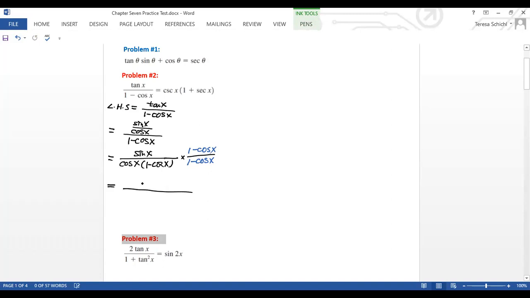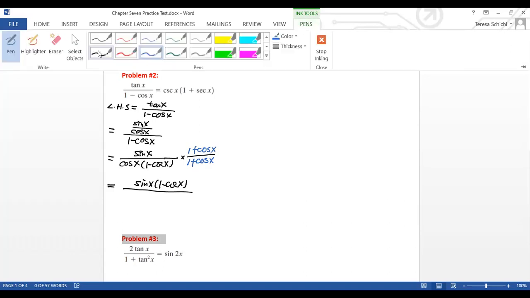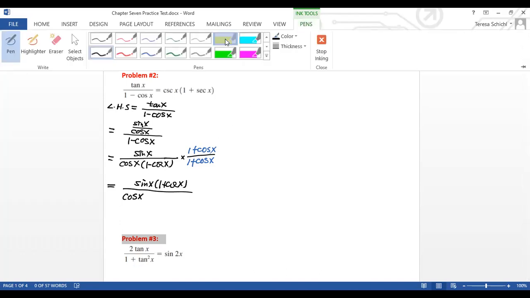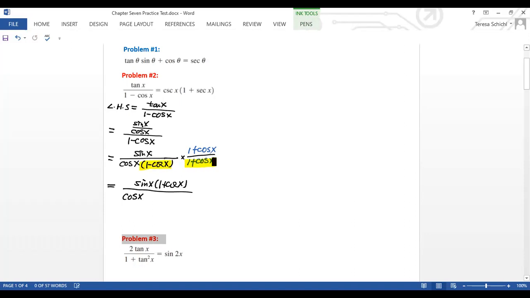Now take a look at the top, it will become sine x times 1 plus cosine x. Oh, I'm sorry, I'm going to do a plus here. That's what I mean, the plus. Then the bottom here is cosine x. Now take a look at these two: 1 minus cosine x times 1 plus cosine x. A minus b times a plus b, what do you have? You have a squared minus b squared, so it's 1 squared minus cosine squared x.